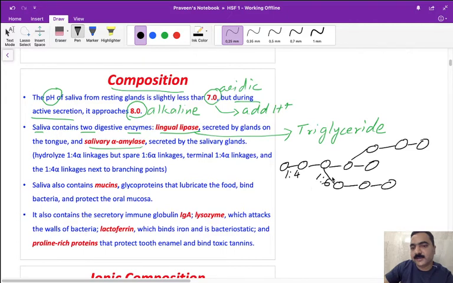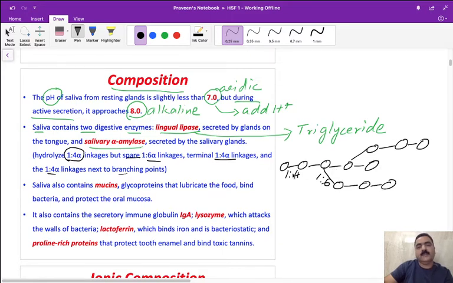Both the salivary amylase and the pancreatic amylase can only break 1,4 linkages. They cannot break 1,6 linkages, and also some of the 1,4 linkages which are terminal or next to the branching points cannot be broken down by the amylase. So they break the large polysaccharide into smaller polysaccharides.